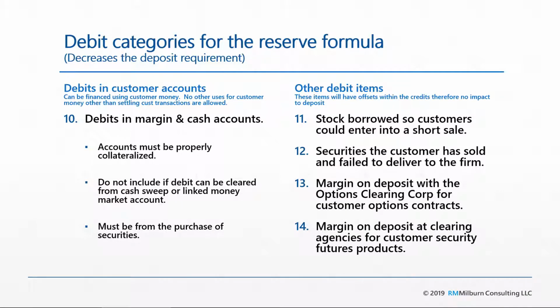On the debit side for the reserve formula, there is 10, which is debits in margin and cash accounts. That's money that we have lent to the customers to buy securities. For 11 and 12, that's securities borrowed and fails to deliver. And finally, 13 and 14 is cash received from customers and placed on deposit with either Options Clearing Corp or at other clearing agencies. For this presentation, we're only going to be using items 10, 11, and 12.